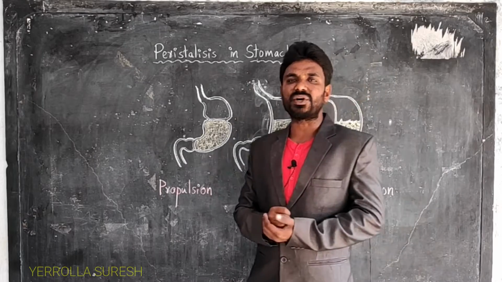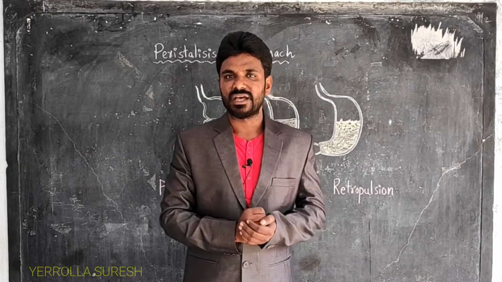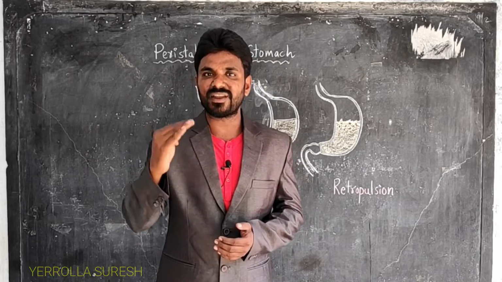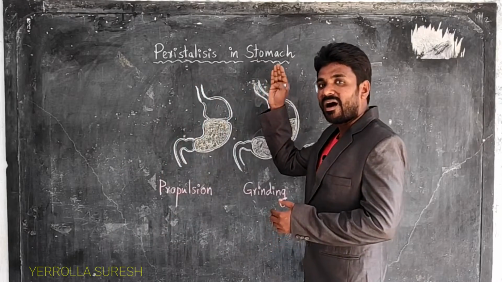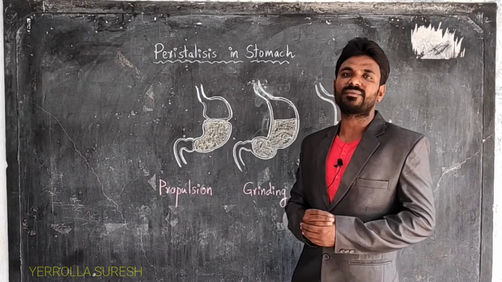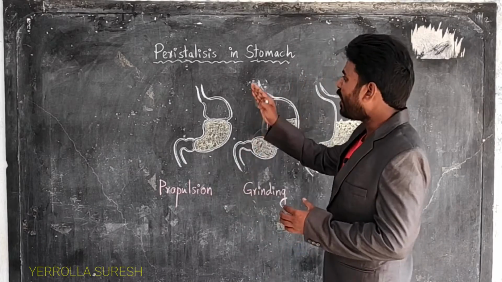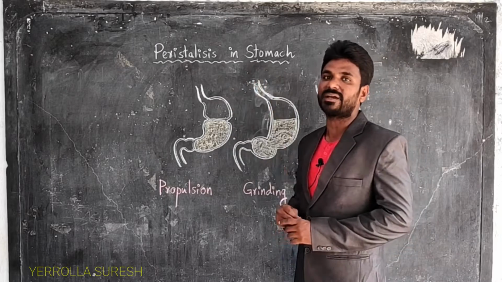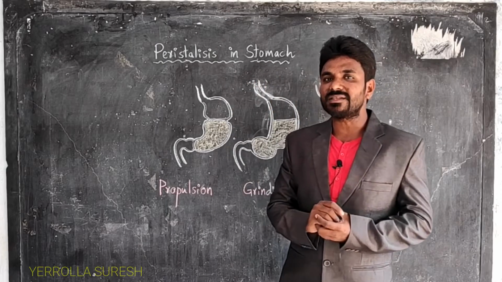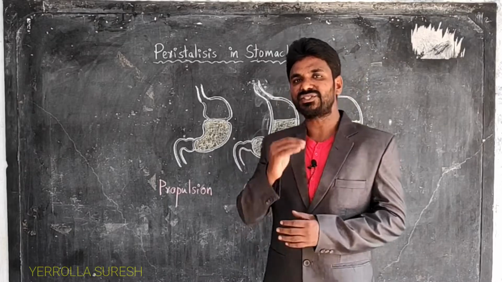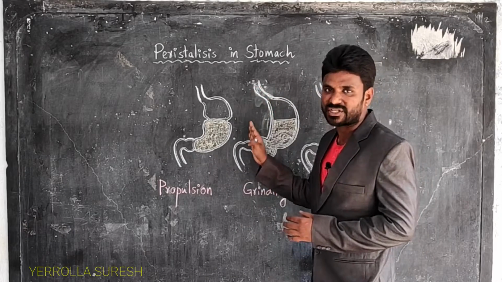What is meant by peristalsis? Peristalsis means wave-like movement. A wave-like movement which is seen in the organs of the digestive system is peristaltic movement or peristalsis. And how does peristalsis help in stomach? What is the role of peristalsis in the functions of stomach? Let's concentrate here. First of all, this is stomach.